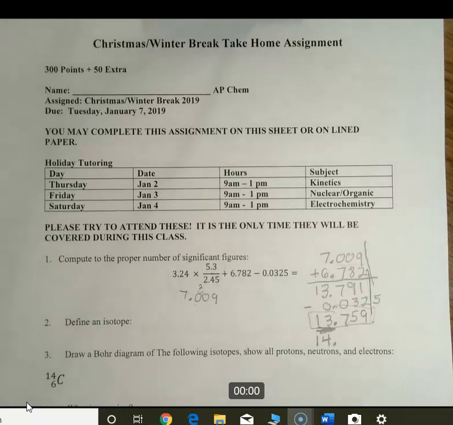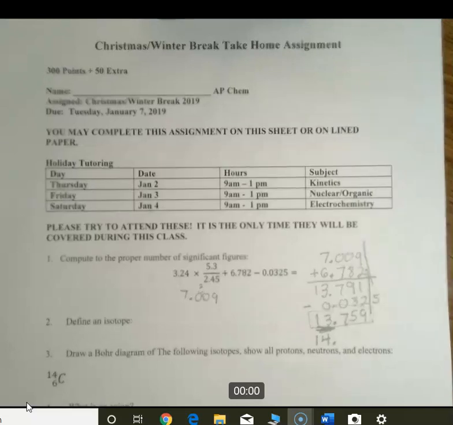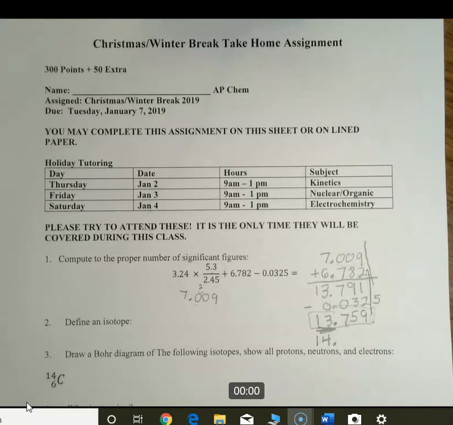So an isotope is 2 atoms of the same element, but with different numbers of neutrons and therefore different atomic mass, and they will have a different mass number. So same element, but different mass, different number of neutrons. They both have the same number of protons. They have to, or they wouldn't be the same element. And if we're just talking electrically neutral, they have the same number of electrons.